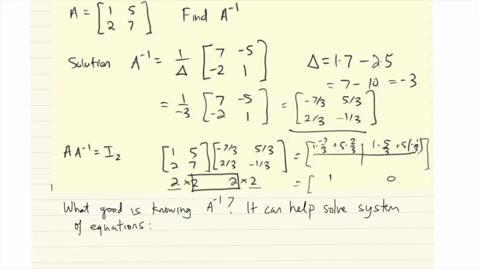Now in this position, this is row 2, column 1. Here's row 2, there's column 1, and so I'm going to do 2 times negative 7 thirds plus 7 times 2 thirds. When I do the arithmetic there, it's indeed a 0. And then finally, row 2, column 2. Here's row 2 of the first matrix, column 2 of the second matrix. What I have to multiply is the 2 and the 5 thirds, that's 2 times 5 thirds, and then add to that 7 times negative 1 third.